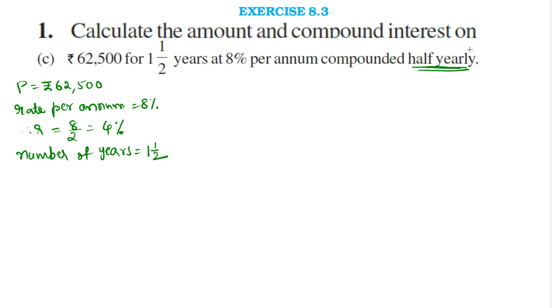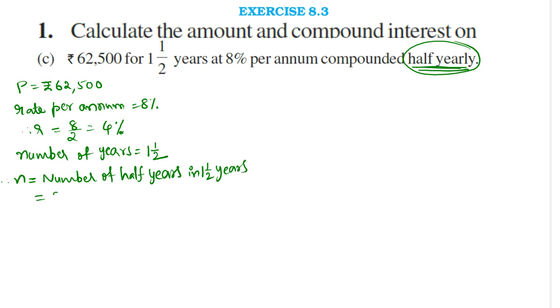But here we need to compound half yearly. How many half years will be there in 1 and 1/2? There will be 3 half years. So therefore, n equals the number of half years in 1 1/2 years. That will be equal to 3. Now let us use the formula. Therefore, A equals P into (1 plus R by 100) whole to the power of n.